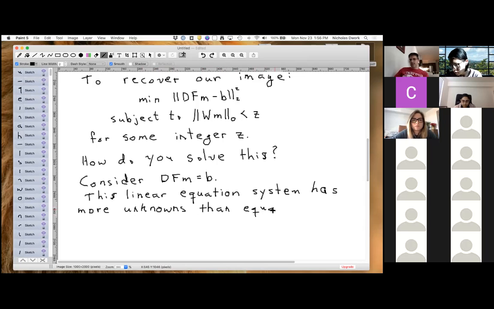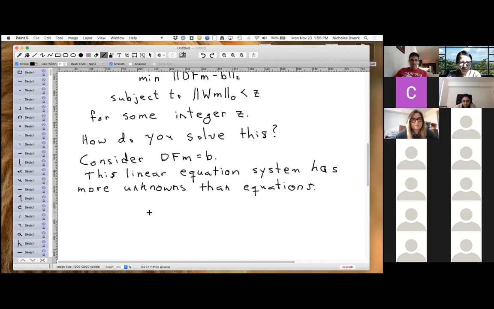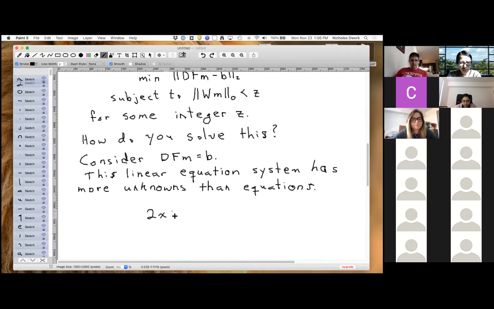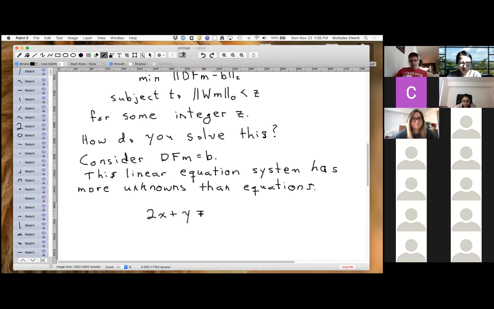What does that tell us? If we have more unknowns than we have equations, how many solutions are there to our system of equations? If you've got 3 unknowns and 2 equations, typically how many solutions do you have? Okay, if you've got two unknowns in one equation, how many solutions are there to this system? I've got one equation and two unknowns. How many solutions are there?